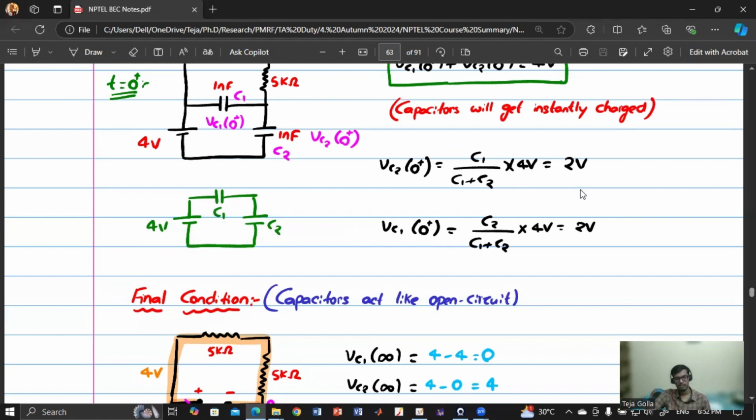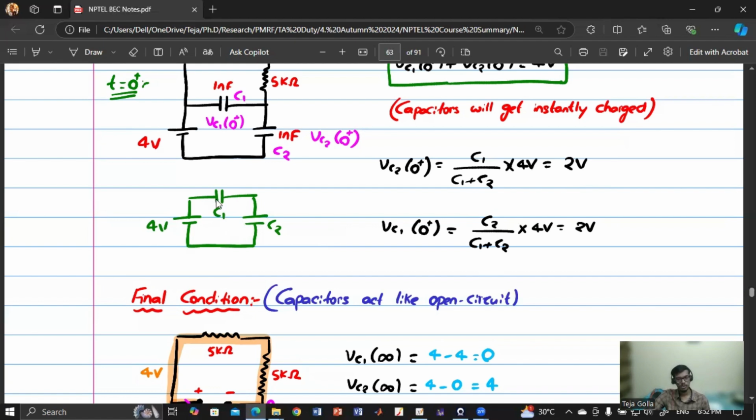But will this happen in a real life case? No, because if there is a step function in the voltage, then current I is C into dV by dt. So there will be an impulse in the current. So a huge current will flow, which is not actually feasible in the practical case, because that much current cannot pass.